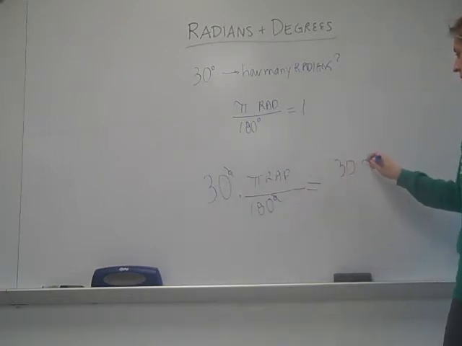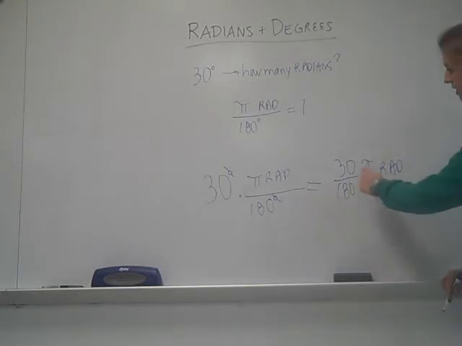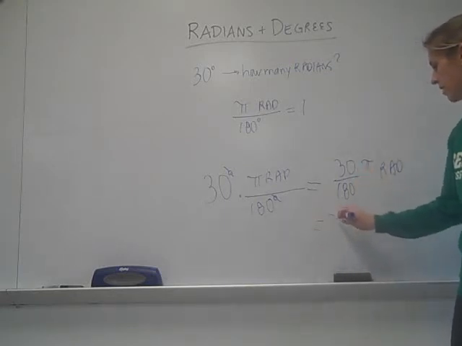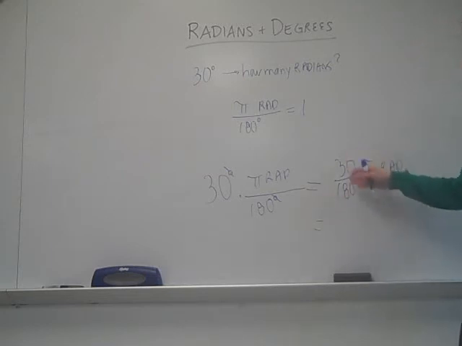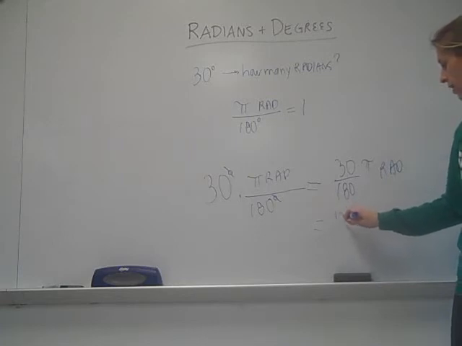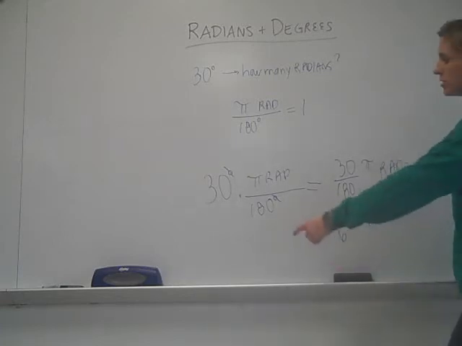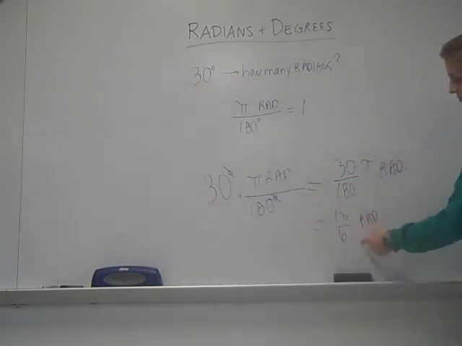What I have then is 30 pi over 180 radians. I use RAD for radians. And you can reduce that. If I have two numbers that will reduce, I'll reduce it. This is going to end up being 1/6. 30 over 180 reduces to 1/6. So I'm going to write it as 1 pi over 6 radians. So how many radians is 30 degrees? Pi over 6.